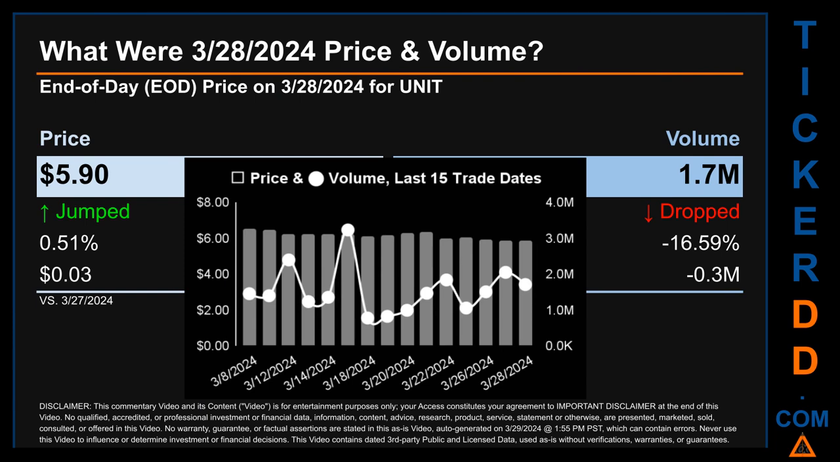Across a range of 68 cents, the max and minimum end-of-day price were respectively 6.56 and 5.87. Volume saw a range of 2.5 million, from a day low of 776,000 to a day high of 3.2 million.